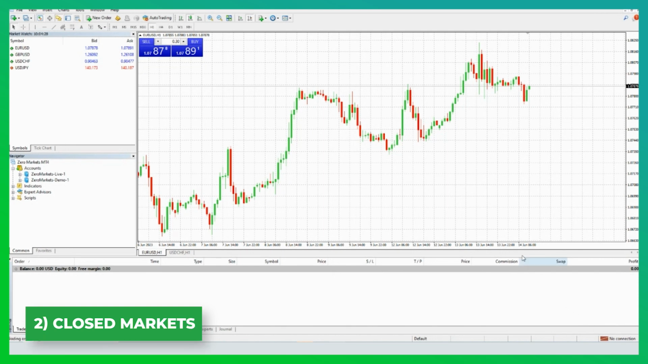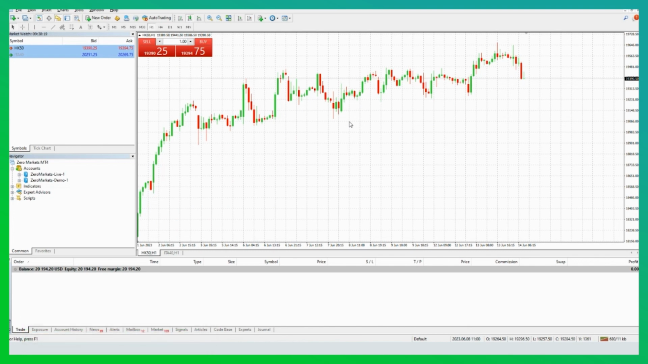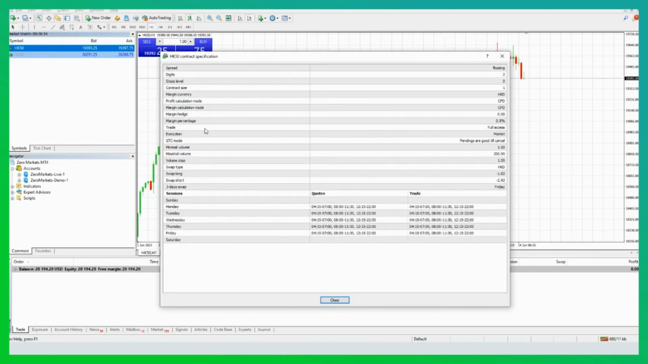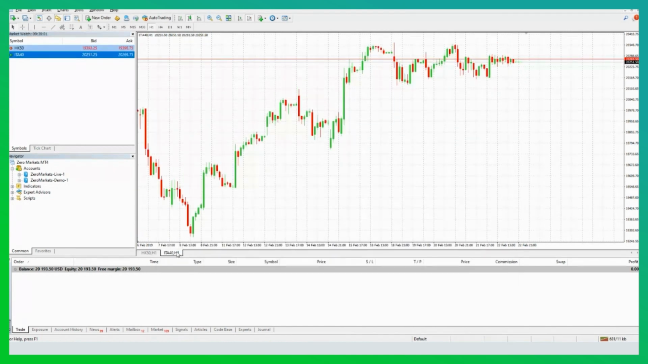Cause 2. Closed markets. Whilst FX markets are known for their 24-hour open markets, this is not the case for all of our CFD products. Index products such as HK50 only allow trading within the specified market hours. You can check the trading hours of our products by right-clicking on the symbol and selecting Specification. Here you can see that the HK50 market is currently open, and thus trading is allowed. However, for the ITA40, the market is not yet open and is not tradable.